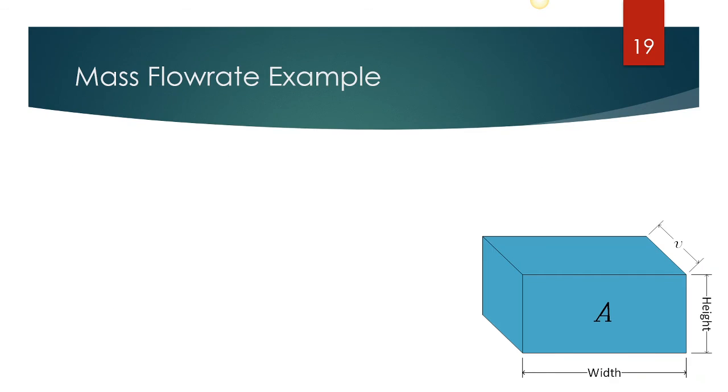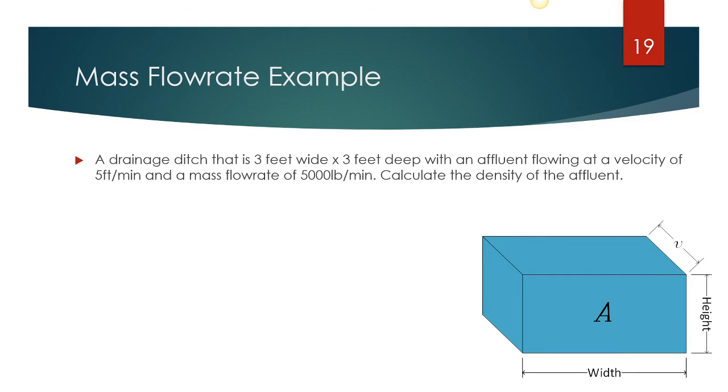Okay, so now let's look at another conversion for a drainage ditch. And this one has a width and a depth. Depth and height, again, are the same linear measurement of 3 by 3 with the effluent flowing through it at a velocity of 5 feet per minute and a mass flow rate of 5,000 pounds per minute. We want to calculate the density of the effluent.